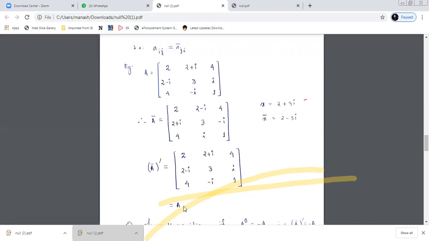Now you tell me, is it clear or not? Someone unmute yourself and tell me, is it clear? Yes, sir. Clear. Okay, clear, na?